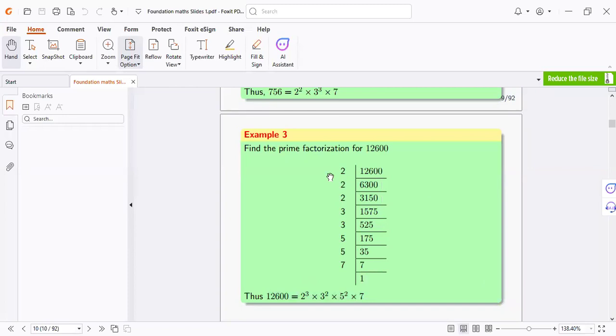What is the way of factoring numbers using your programs? You can use a program and see how you can factor numbers as a product of prime numbers.